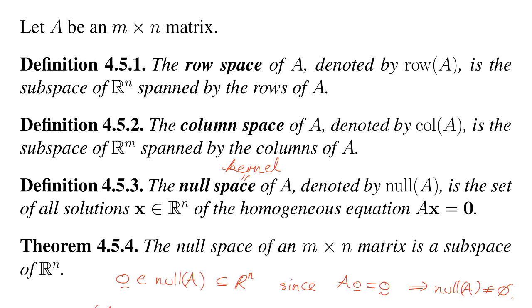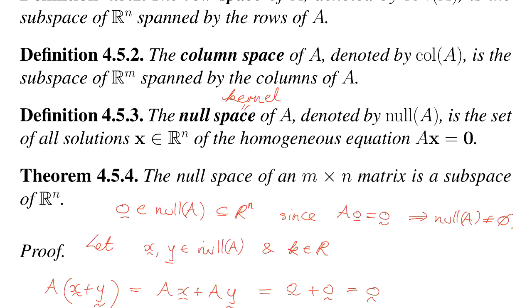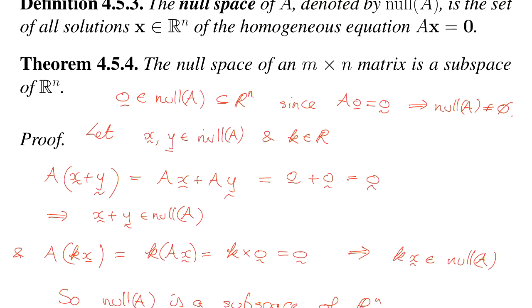If we've got an m by n matrix, then we introduced the row space, which is the span of all the rows, and the column space, which is the span of all the columns, and the null space, which is the set of all the homogeneous solutions. The row space and the column space are obviously subspaces because they're the span of something. We proved that the null space was also a subspace.